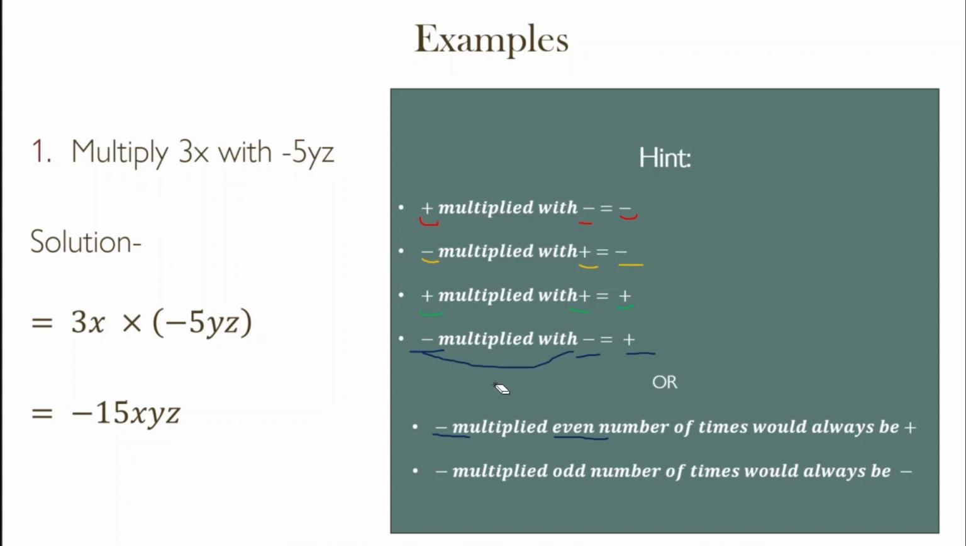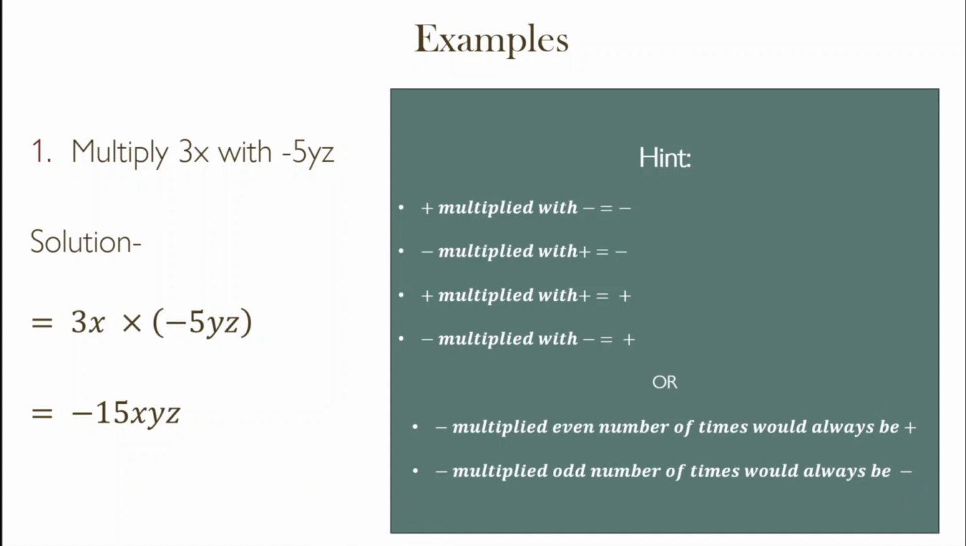So whenever we multiply the negative sign an even number of times, our answer would always have a positive sign. Similarly, the second hint says whenever we multiply the minus an odd number of times, the answer would always be negative. For example, in this case there was one minus and one plus, so minus was there an odd number of times, one time. That's why the answer turned out to be negative. I hope it's clear. Please keep in mind: minus multiplied an even number of times would be positive, and minus multiplied an odd number of times would be negative.